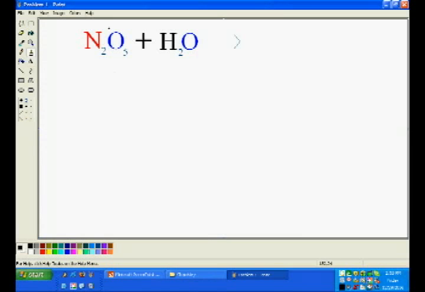Problem number 1. Dinitrogen pentoxide reacts with water. So, this is a reaction with water because water is the second reactant. And the first reactant is classified as a nonmetal oxide because it's got oxygen and a nonmetal. So when a nonmetal oxide and water react, an acid is produced.